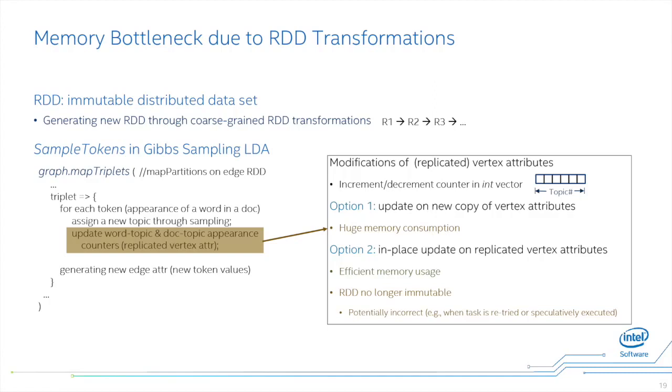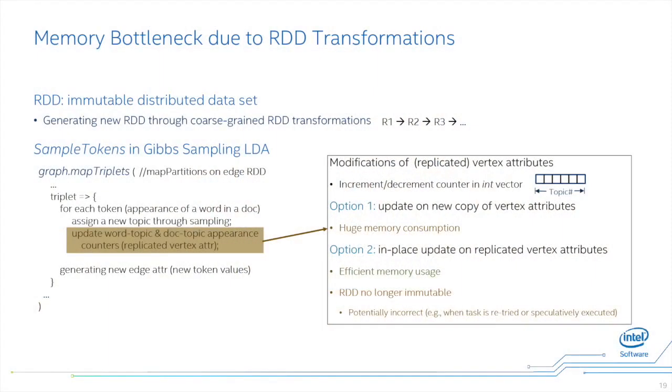In that operation, each triplet is essentially an edge with the source and destination attributes. For each token, as you remember, each edge contains a vector, and each entry in that vector is a token. For each token, we need to assign a new topic through some sampling. Then after that, I need to update the word topic attribute and the doc topic attribute based on that new assignment. And finally, I generate a new edge attribute.